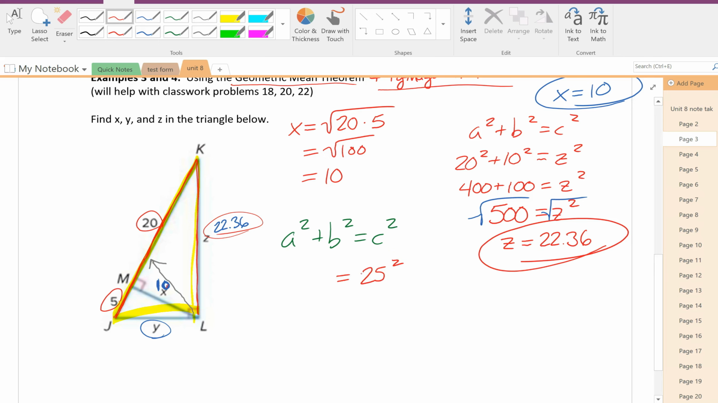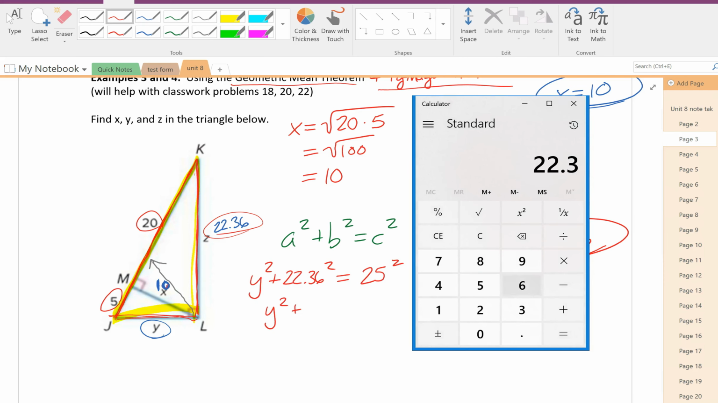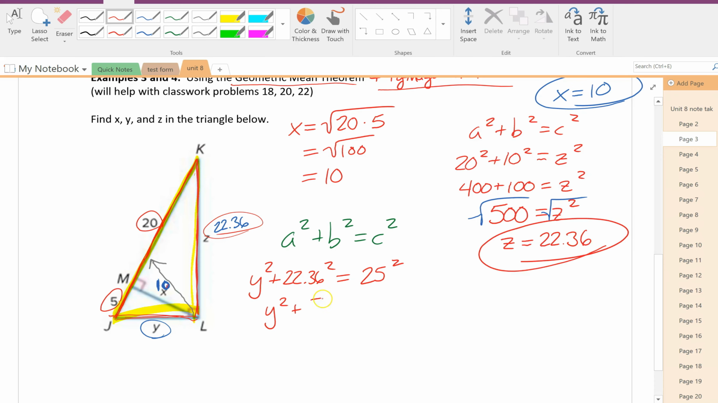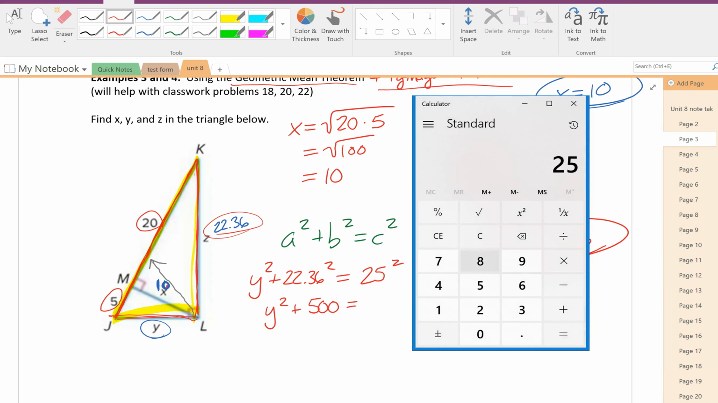So 25 squared is equal to a squared plus b squared. I'm just going to say y squared plus 22.36 squared. All right, so now I just run the numbers basically. y squared plus 22.36 squared is basically 500 equals 25 squared. Oops. 625.